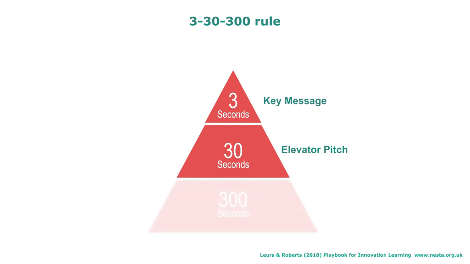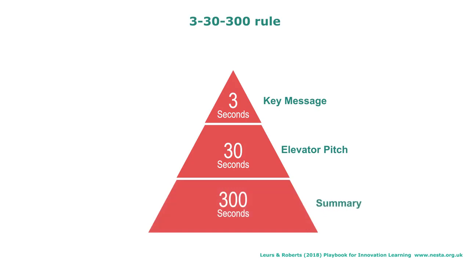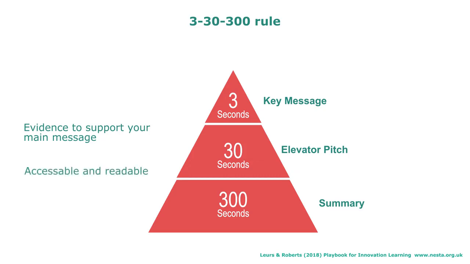The final tier is the 300-second tier. This is where you would provide all the detail. It would contain data and evidence to explain and support your main message. It should build upon your argument objectively. Here you would provide concepts and insights that help others explore your idea. It should be accessible and readable for those who like to have data and evidence. It's a really good idea to test out your 300-second pitch with colleagues and family members. Ask them for feedback so you can improve it.